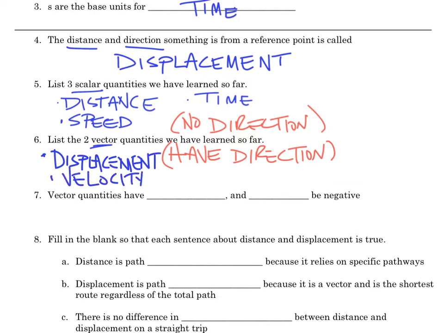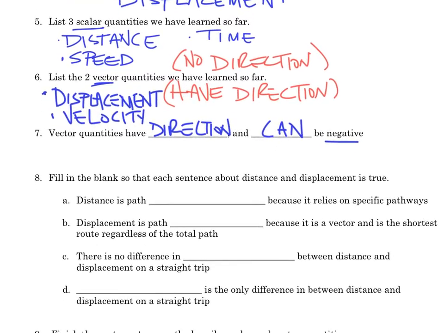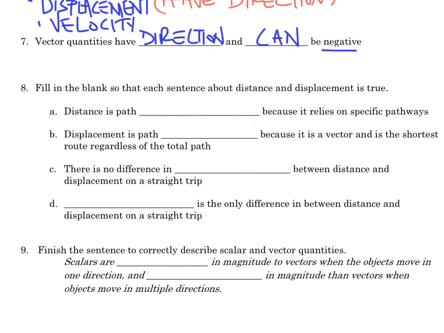Number 7, vector quantities do have direction, just like we said, and can be negative. So negatives indicate direction. They can indicate downward movement or movement to the left. Negatives can be used to determine direction.